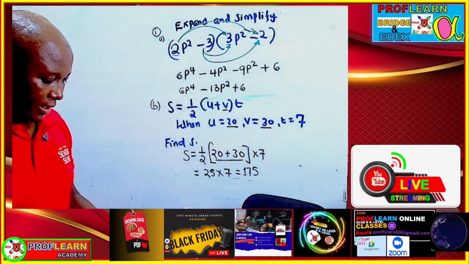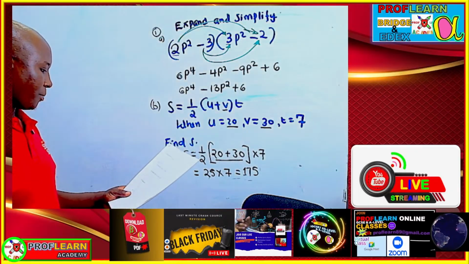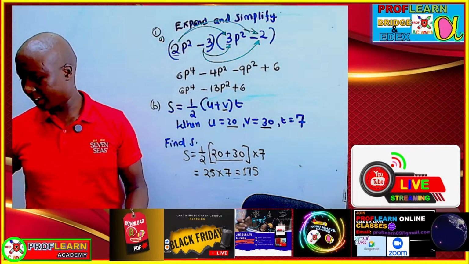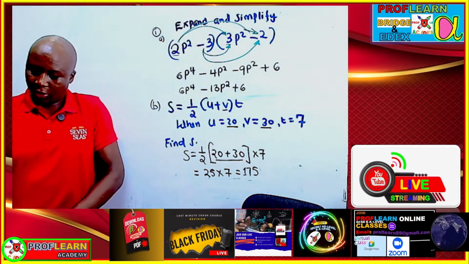The next question that candidates were asked here is to rearrange the formula to write v in terms of s, u, and t. So candidates were asked to rearrange.